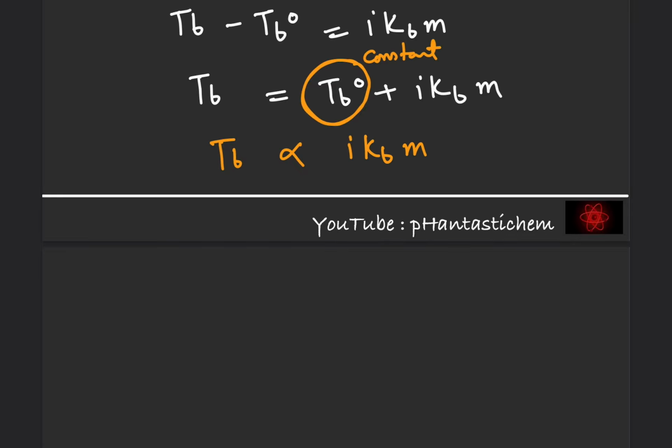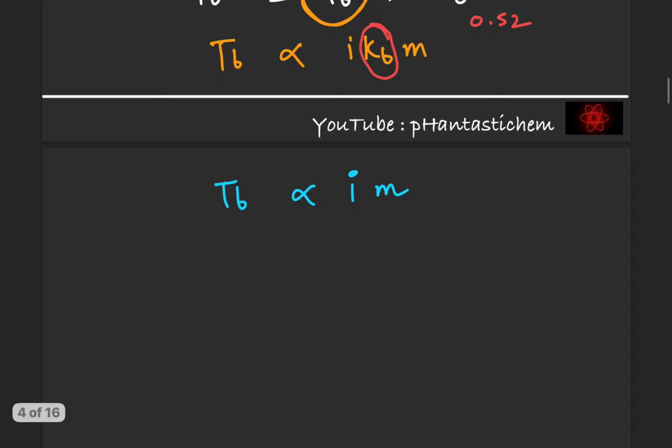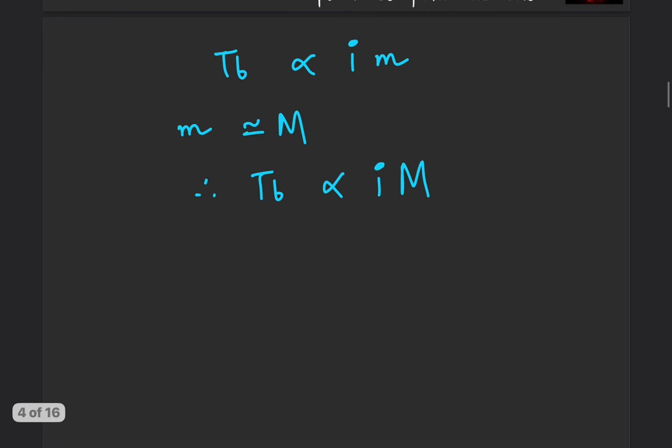And if you remember, I mentioned that this Kb is the molal elevation constant for a solvent. In this case, again, the solvent that we are using is the same, so this will be 0.52 for all of them. Or I can say that TB is directly proportional to the product of i into molality, right? And just now I told you that for a very dilute solution, molality is approximately equal to molarity. So therefore, I can write that ultimately TB will be directly proportional to i into the molarity. So using this information, now we can look into the options one by one, right?